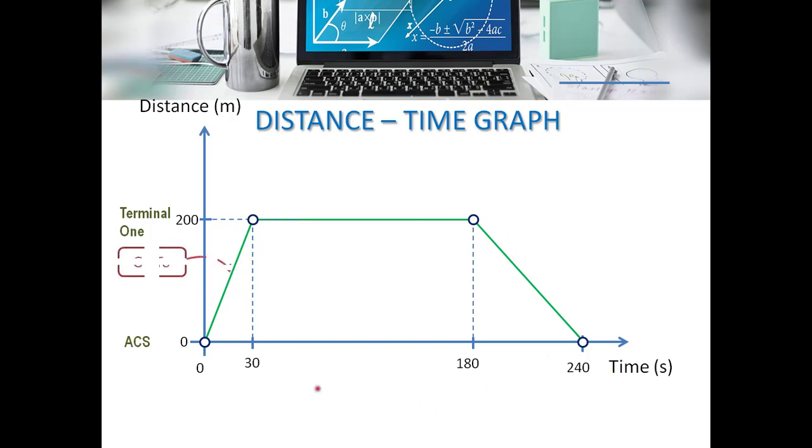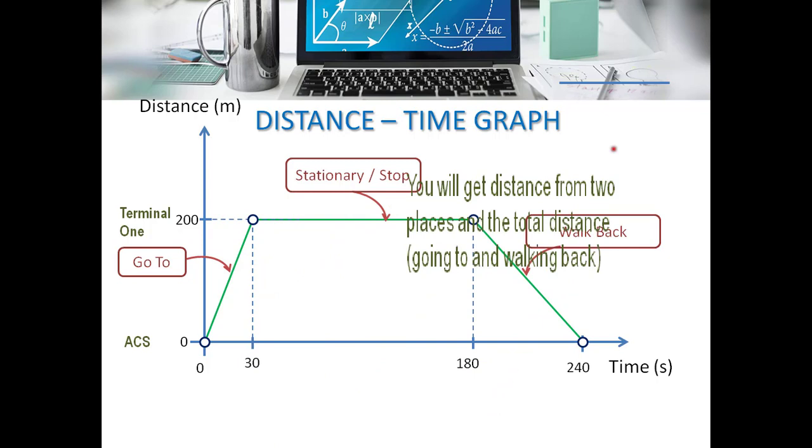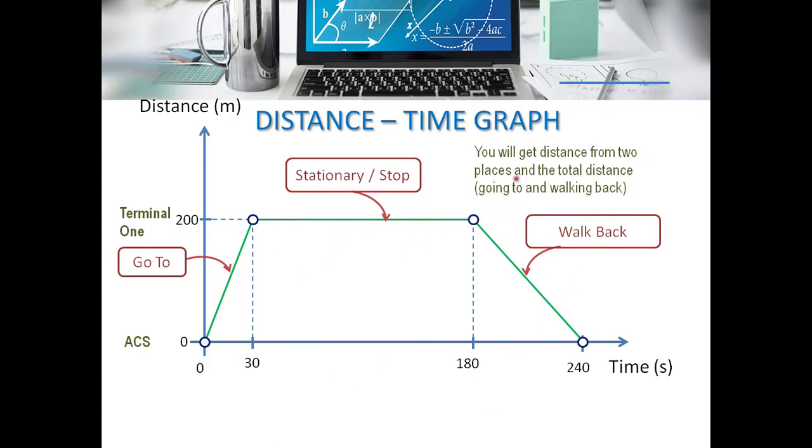Okay, so recap back, from ACS go to terminal 1, and then this is where you are stationary, which is you stop, you are not going anywhere. And then next you walk back from terminal 1 to ACS. So from ACS to terminal 1, 200 meter, plus another 200 meter here. So the total distance you will get is 400 meter, your total journey.